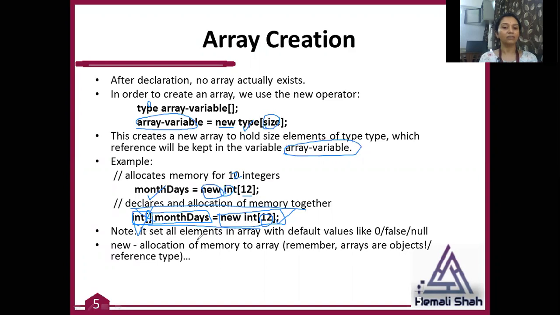So it sets all the elements in the array to a default value. Here your array is always initialized with the default value. It never takes a garbage value like C. It always takes the default value. If you are creating an integer array, all the elements will be initialized with the value 0. If you take a string array, then all the elements you have created inside that string array will be null. If you have created a boolean array, then all the elements will be false.